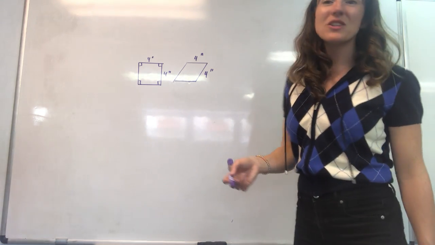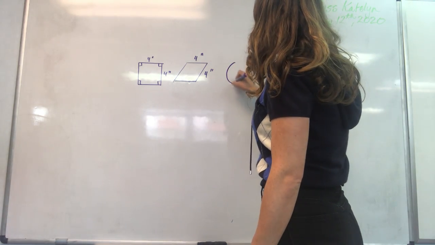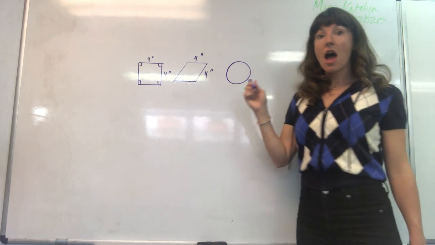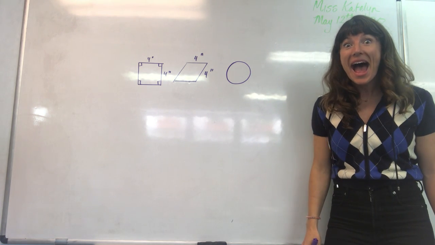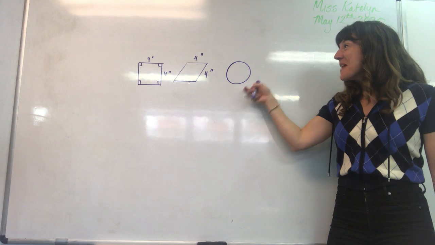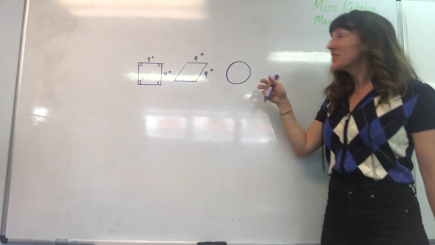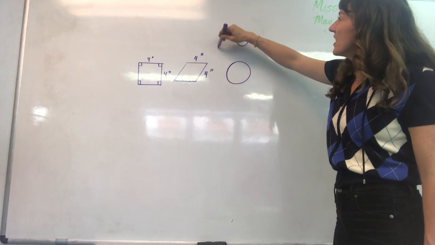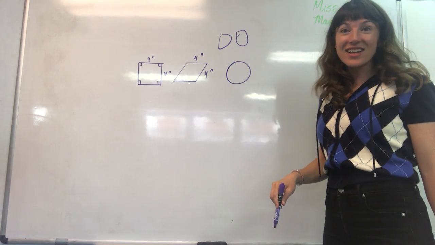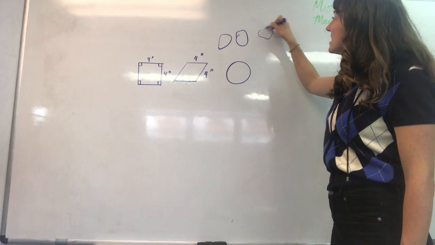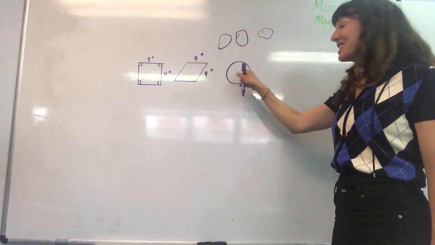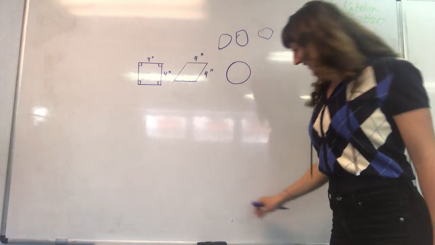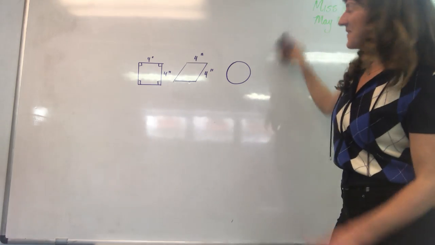Next, you want a circle. Do your best to draw a beautiful circle. That's not bad. This? Not a circle. This? Not a circle. This? Not a circle. That's a circle. Woo! It's a party over here.